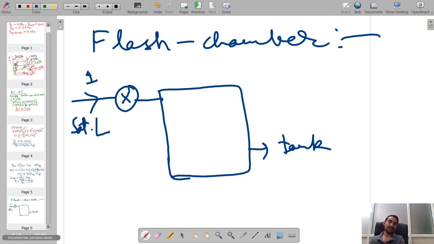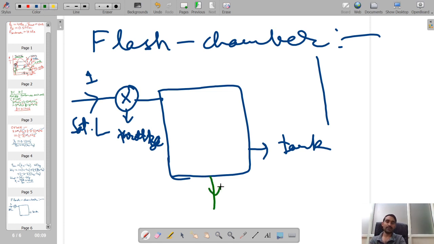When we will be supplying this saturated liquid, in between we are having a throttle. Because of this throttle, the pressure will be decreasing. So what I have told you is that a flash chamber consists of a tank and a throttling device, and from this chamber normally two outlets are taken. One outlet is taken from the bottom and another outlet is taken from the top of the flash chamber.